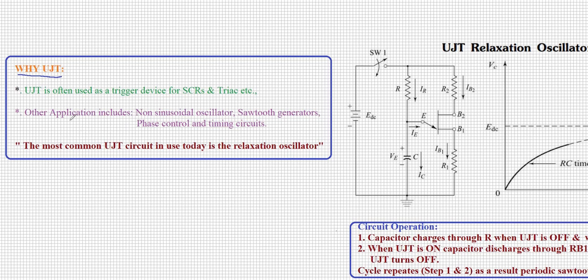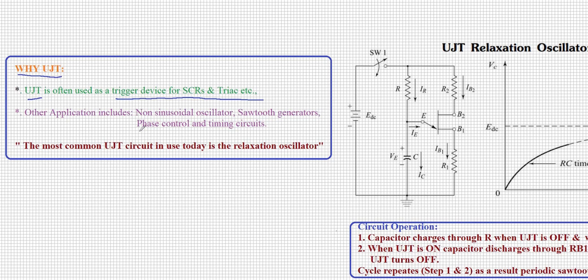The unijunction transistor is often used as a trigger device for SCRs and triacs. In power electronics, as you know, the vital devices are SCRs and triacs. If you want to turn on the SCR, you need to provide a pulse through the gate terminal, so you have to trigger the SCR through the pulse. That particular pulse can be generated from the UJT. This is a very important application of the UJT, which is often used as a trigger device for SCRs and triacs.